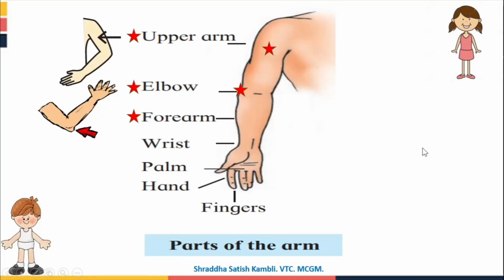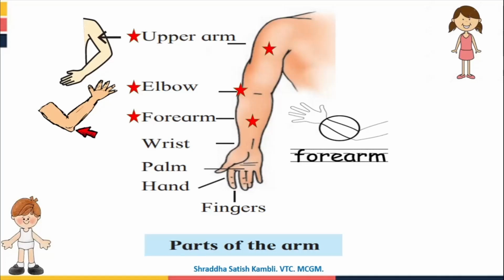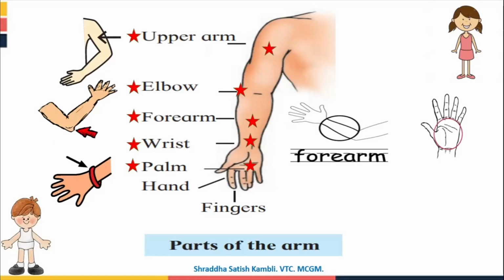Then you have the forearm. So see, this is the forearm. Just below the elbow, you have the forearm. See, this part is called your forearm. Then you have the wrist. Okay, the wrist is the place where we wear our watches, or where you wear your wristband, or your bangle. So this is the wrist. And then you have the palm. See, this is your palm. And then the hand. And the fingers. You have 5 fingers on one hand.